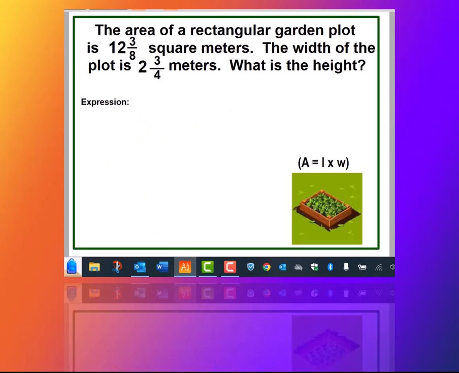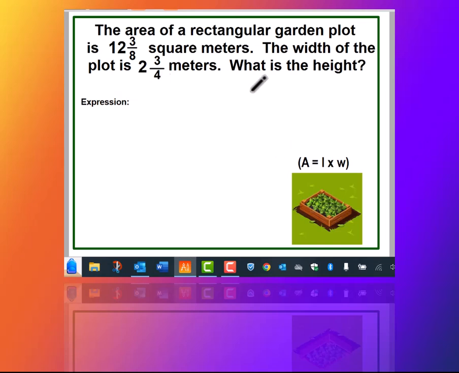Okay, one more. The area of a rectangular garden plot is 12 3/8 square meters. The width of the plot is 2 3/4. What is the height? So remember, we know what area is. Area is length times width, or base times height. This time, we know the width, but we don't know the length or the height. That's what we're looking for. We know the area. Okay, so instead of this being a multiplication problem, it's going to be a division problem.